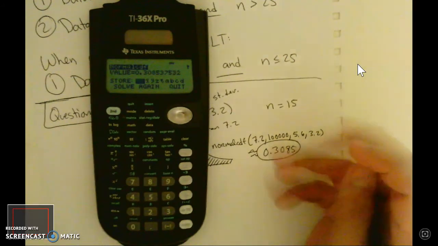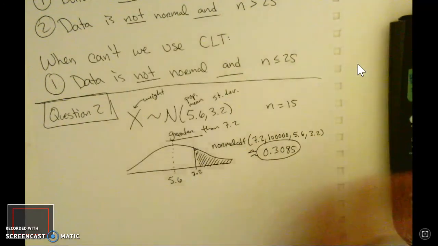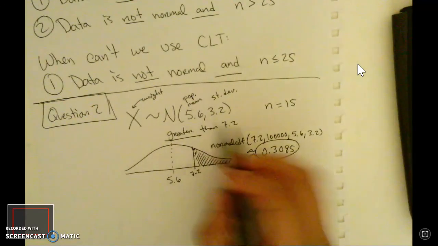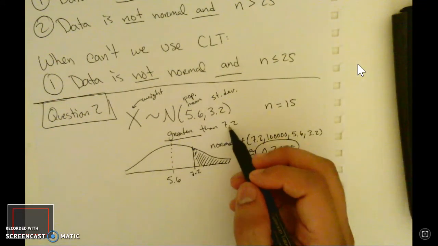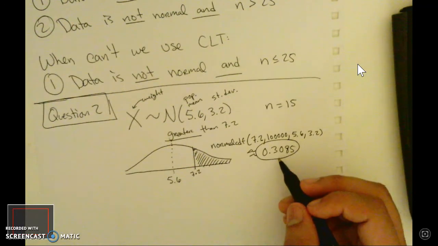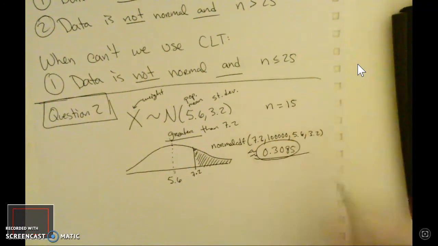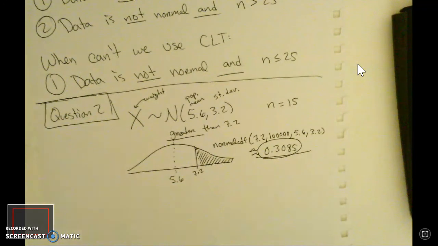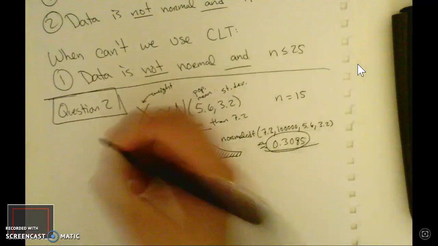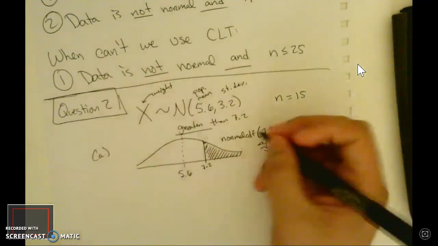So the probability of randomly selecting a kitten from this population whose weight is greater than 7.2 is approximately 30%. That's what I got. It's kind of a heavy kitten. So now let's go back. This was part A; that's what part A was saying, greater than 7.2.